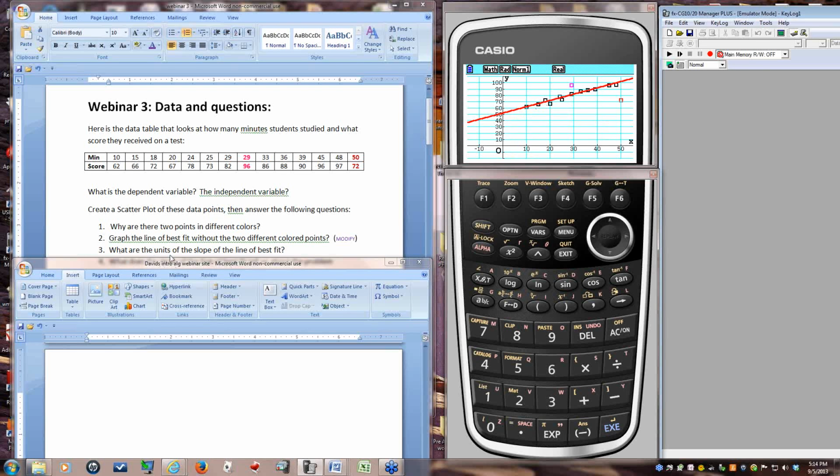So one question to ask is, what are the units of the slope of the line of best fit? Well, again, remember we made time, so this is minutes. It's not labeled, but this would be minutes, and this is score. So this is your score per minute studied. So it gives you some idea of how quickly you're getting how quickly your score is improving.